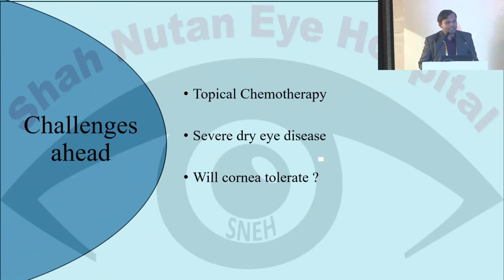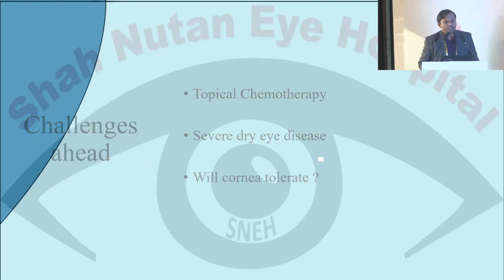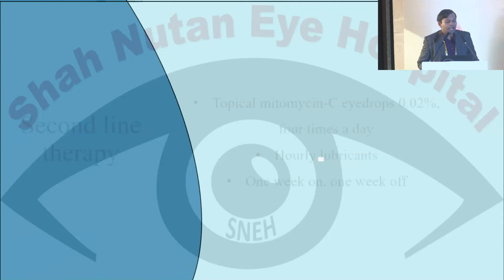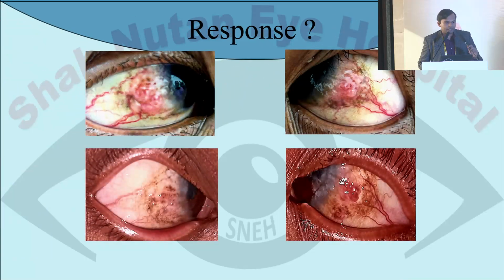So our challenge ahead was, should we go ahead with topical chemo or now start surgery? Since he had very severe dry eye disease, there was a high risk of keratomalacia. So under hourly lubrication, we went ahead with low dose topical mitomycin C 4 times a day, 1 week on, 1 week off. At the end of 6 cycles, we had a very significant response with regression in the height of the lesion and also the limbal clock hours.